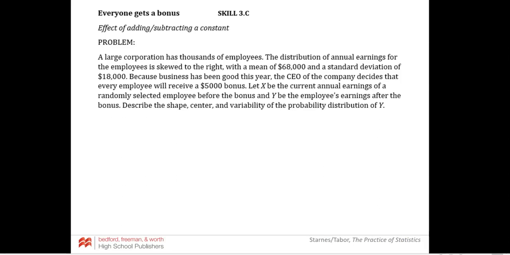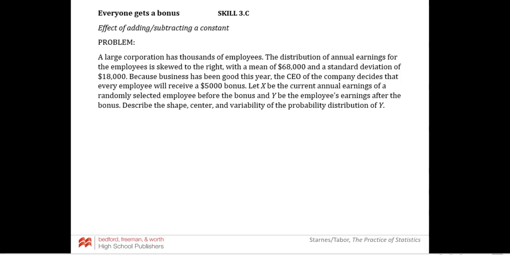A large corporation has thousands of employees. The distribution of annual earnings for the employees is skewed to the right, with a mean of $68,000 and a standard deviation of $18,000. Because business has been good this year, the CEO of the company decides that every employee will receive a $5,000 bonus. That's awesome. Let X be the current annual earnings of a randomly selected employee before the bonus, and Y the employee's earnings after the bonus. Describe the shape, center, and spread of the distribution of Y.